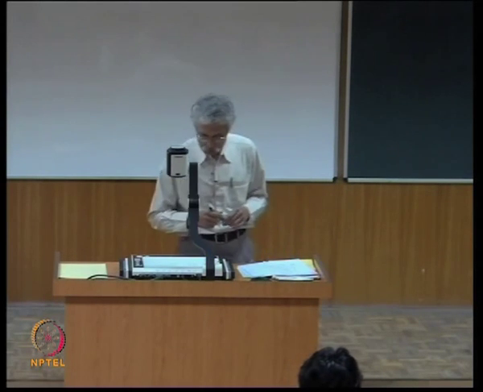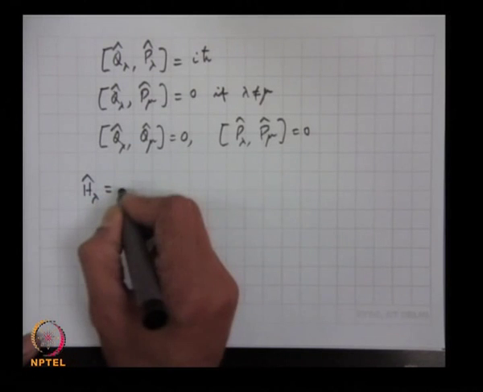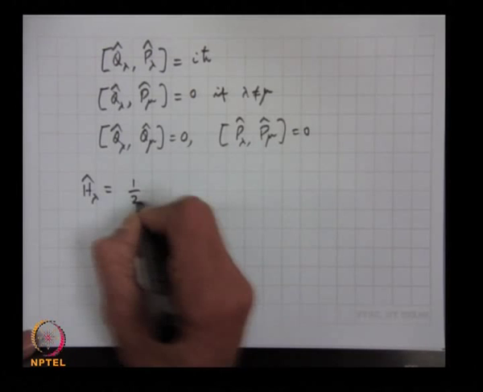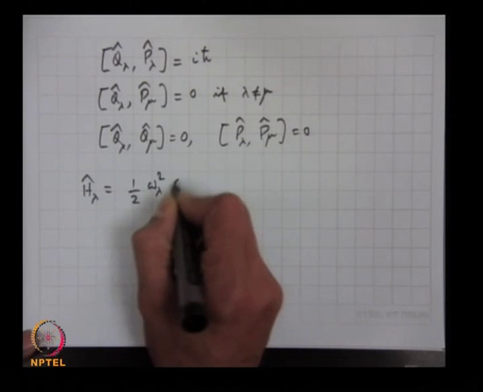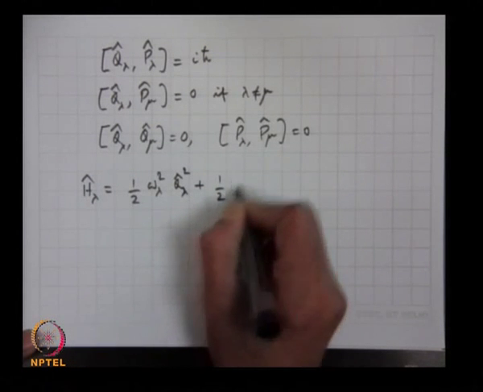So the lambdath mode Hamiltonian is now an operator. So this is given by half omega lambda square Q lambda square plus half P lambda square.